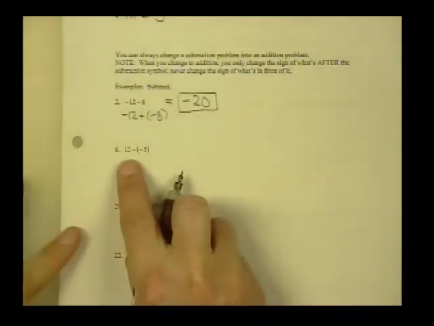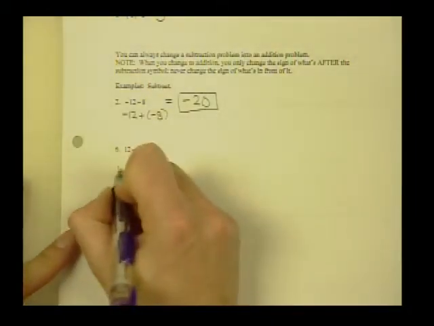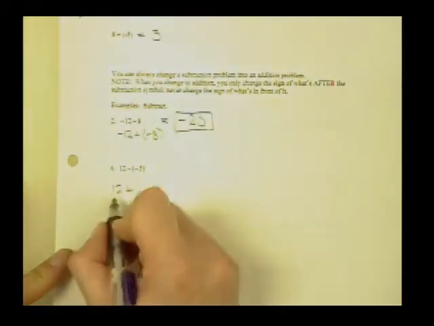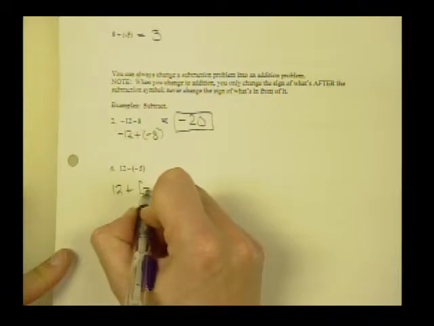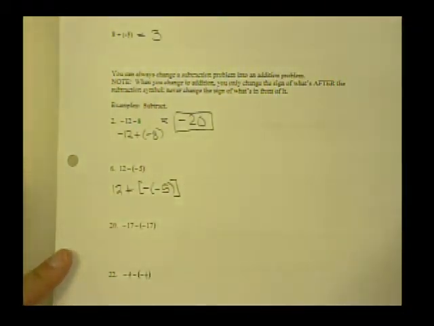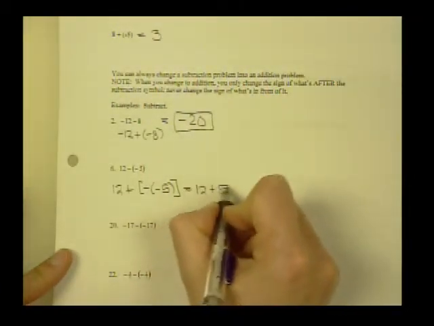Now this one, if you wanted to change it to an addition, so using this sort of pattern we had up here, it would be 12 plus the opposite of negative 5. But what's the opposite of negative 5? Yeah, positive 5. So we'd really have 12 plus 5.